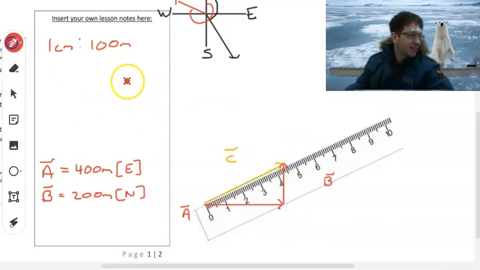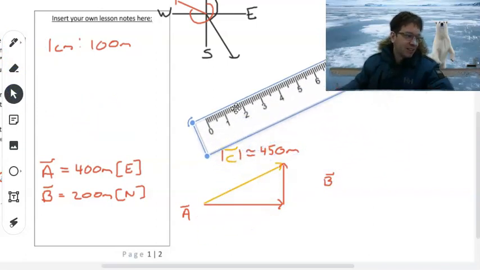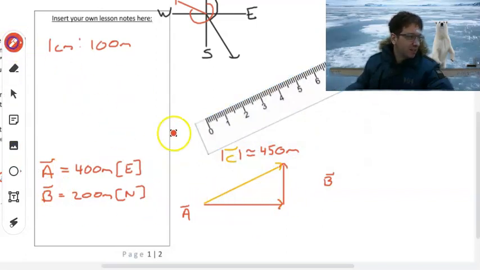So that means the magnitude is roughly 450 meters. And then if you wanted to figure out the direction, you would take a protractor and you would measure that angle, whatever it is, theta. I'm just going to call it theta. I don't have an image of a protractor. And then you would say it is east, whatever degrees theta, north.